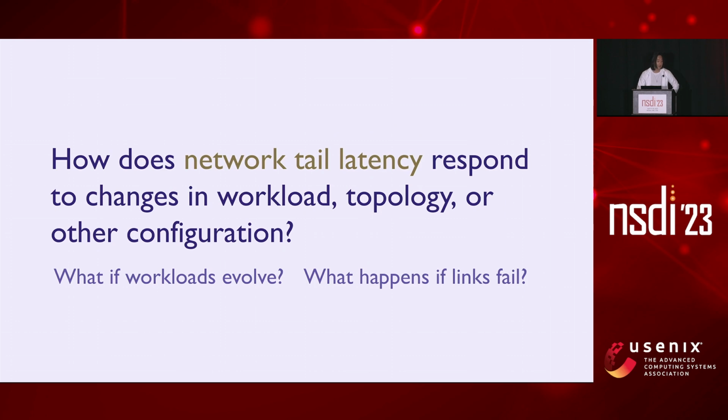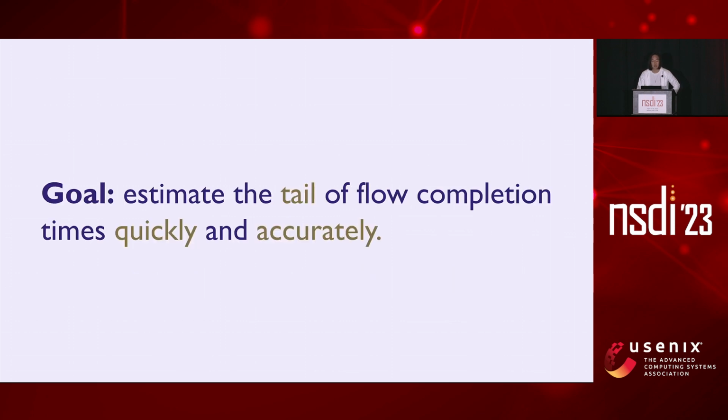To do that, we'd like to ask questions like this. If the workload changes, do you need to plan for extra capacity? What about if links fail? Or if you want to tweak some aspect of a congestion control algorithm? We have to plan for operational contingencies if you want networks to deliver robust and reliable performance. We need to keep tail latencies in check. So, goal: let's estimate the tail of flow completion times quickly and accurately, where a flow is just something like an RPC, and we'd like to be able to do this for many topologies and many workloads.